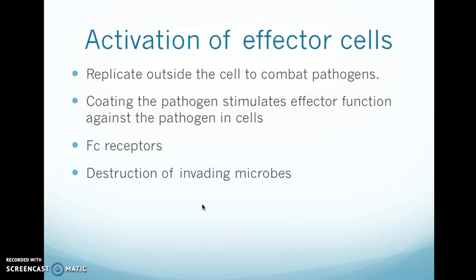An antibody has at least two paratopes. It can bind more than one antigen by binding identical epitopes carried on the surface of these antigens. And by coating the pathogen, antibodies stimulate effector functions against the pathogen in cells that recognize their Fc region. And I'm going to talk a little bit about what Fc receptors are in a little bit.